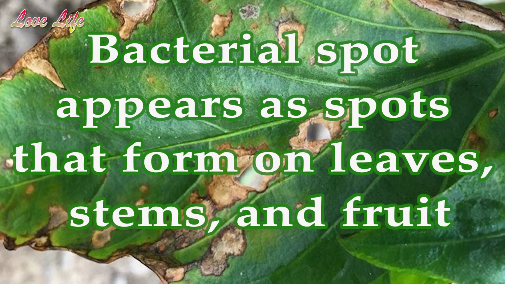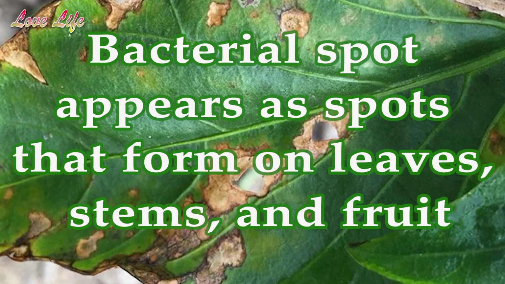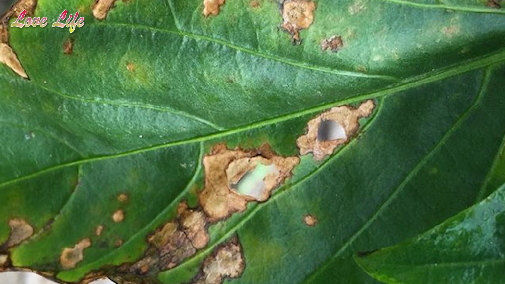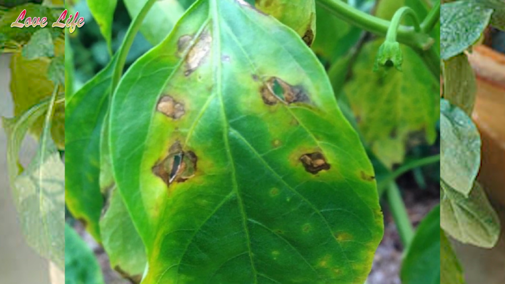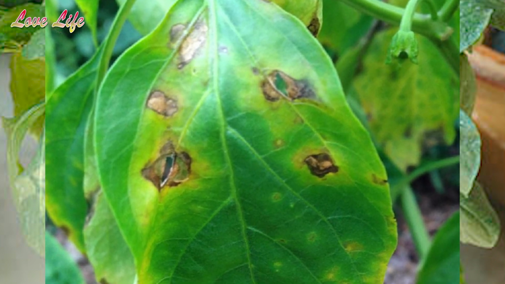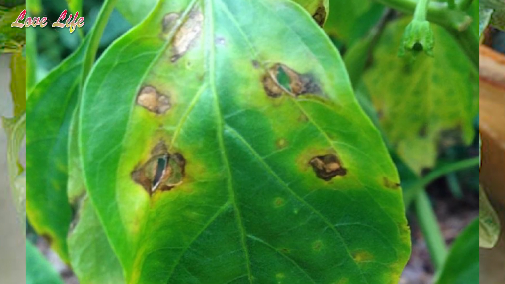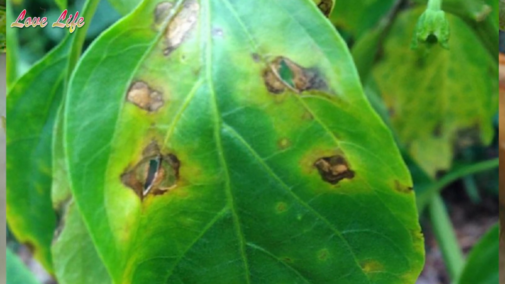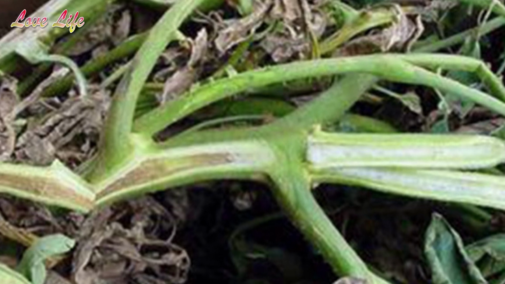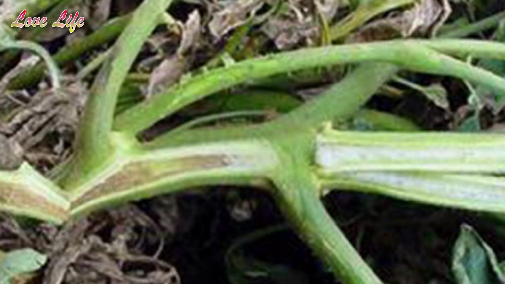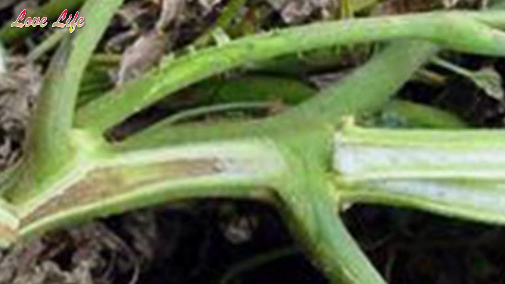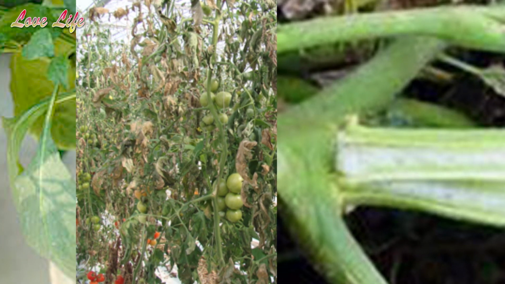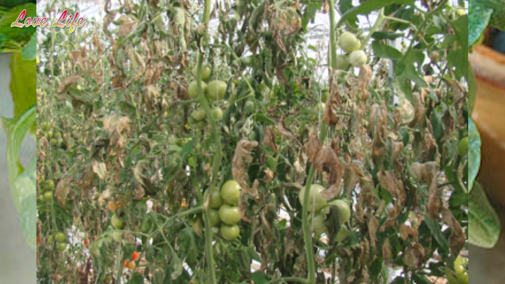Bacterial spot appears as spots that form on leaves, stems, and fruit. Leaf spots first appear as small, angular spots on the undersurface of the leaf. The spots, which are about 0.25 inch in diameter, are initially water-soaked and later turn brown. Elongated raised cankers form on the stems. Bacterial leaf spot causes angular spots on leaves that turn brown. Bacterial canker can affect stems, causing cankers.